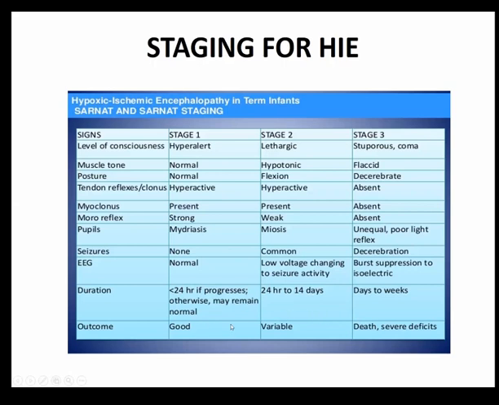You have to see the duration, for how long these symptoms are there. And after that, you have to know the outcome. If it is stage 1, the outcome is good. Stage 2 is variable. And stage 3 is a very dangerous one. The child may die or may have very severe deficiencies.